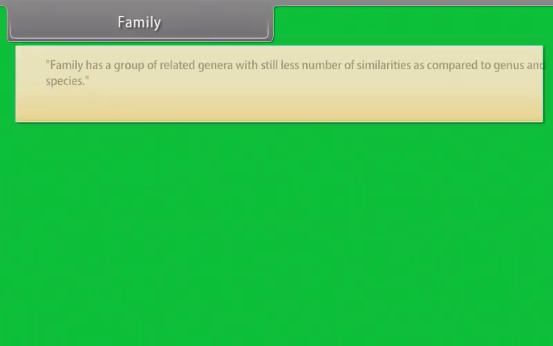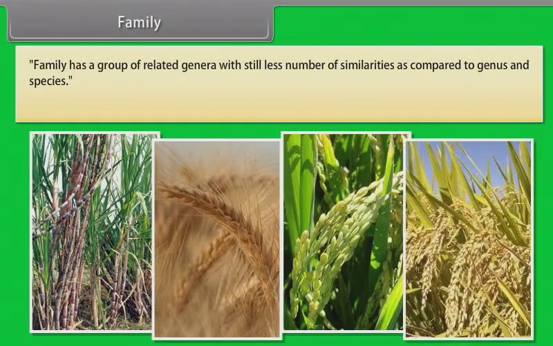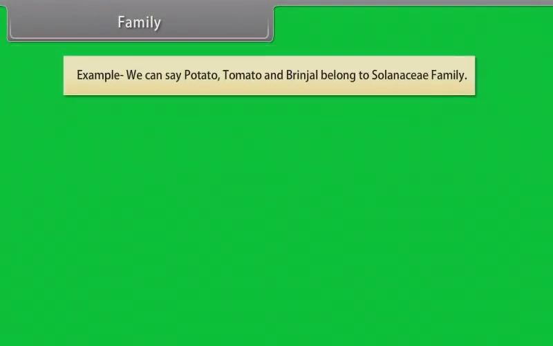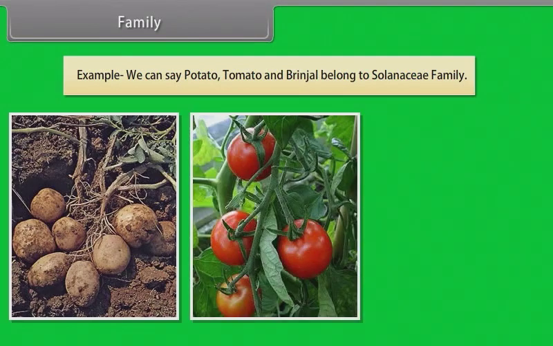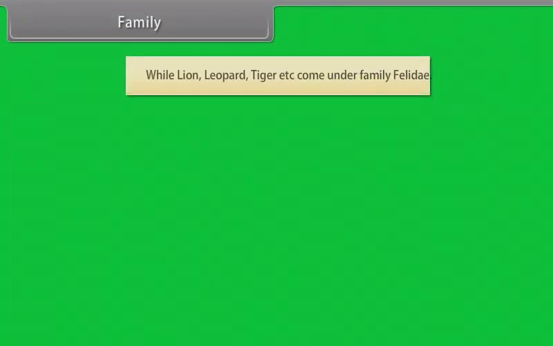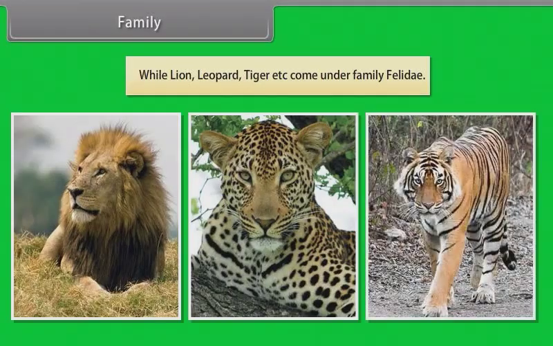Family. Family has a group of related genera with still fewer similarities as compared to genus and species. The term family comes from Latin familia, which means familial. Example, we can say potato, tomato, and brinjal belong to the Solanaceae family, while lion, leopard, tiger, etc. come under family Felidae.